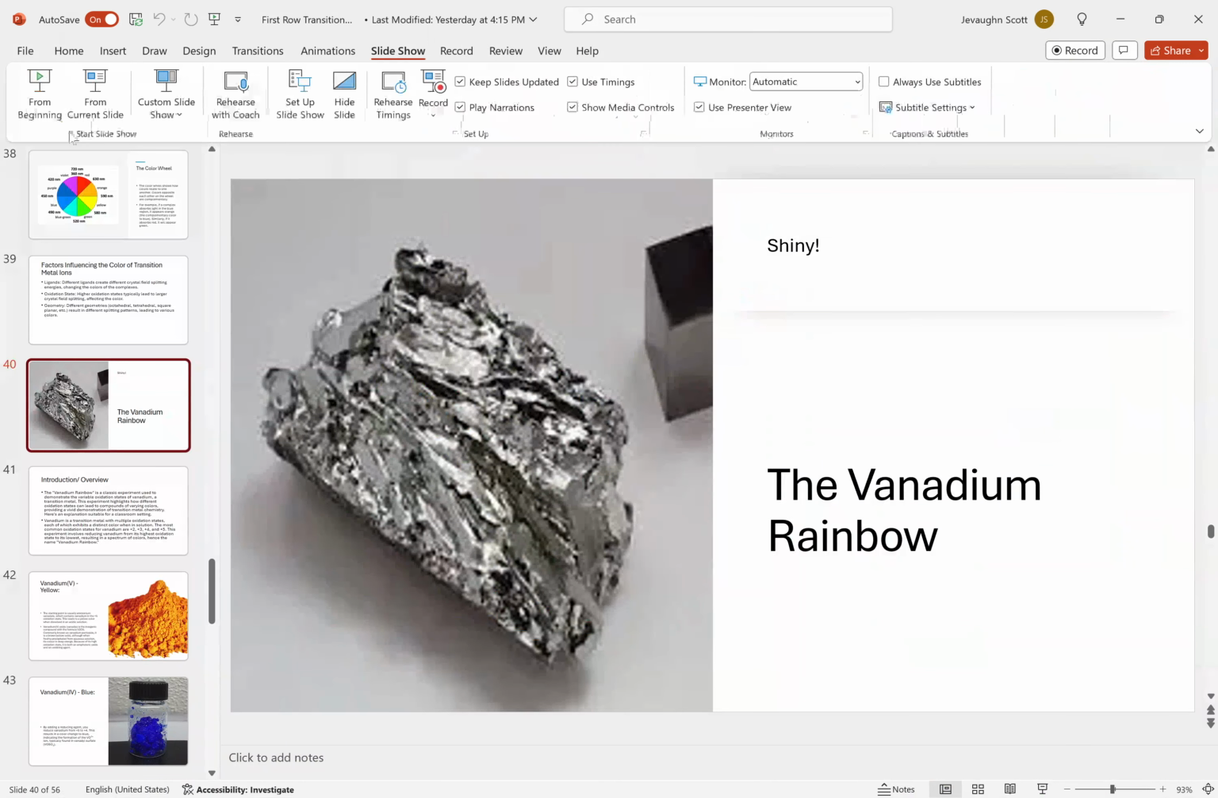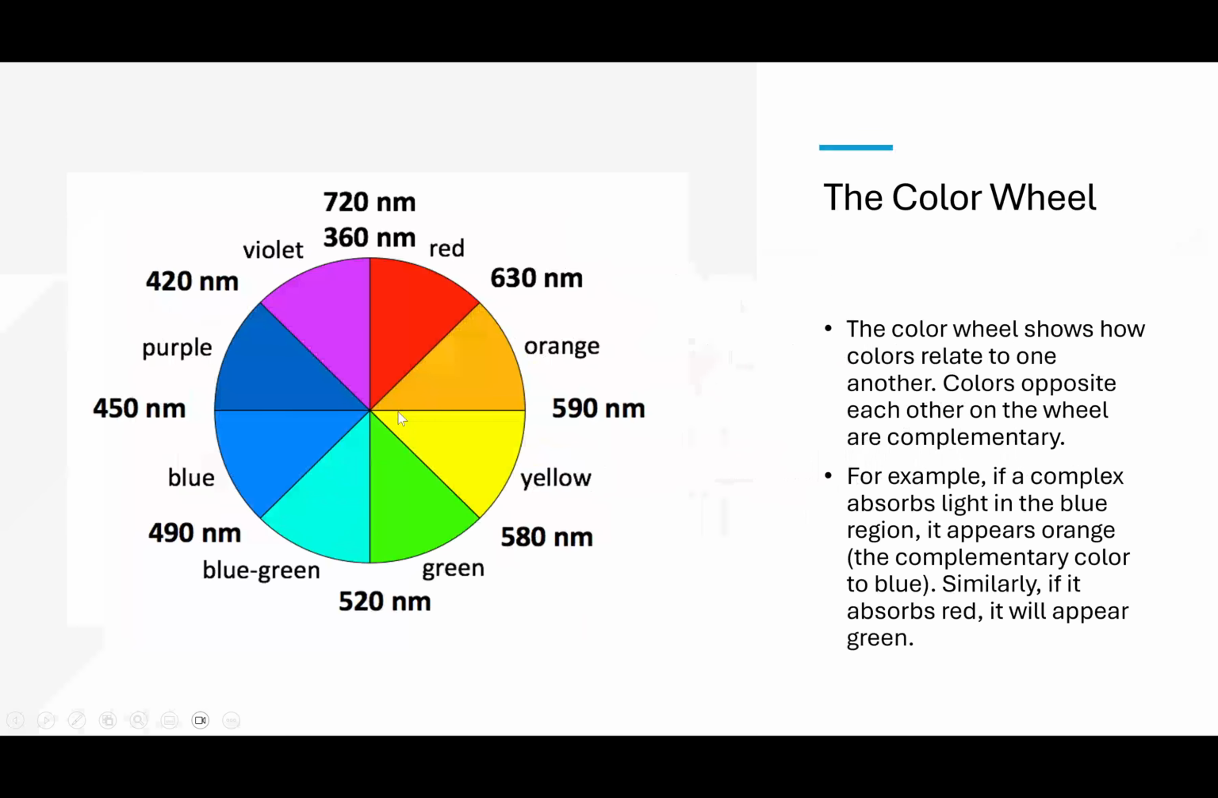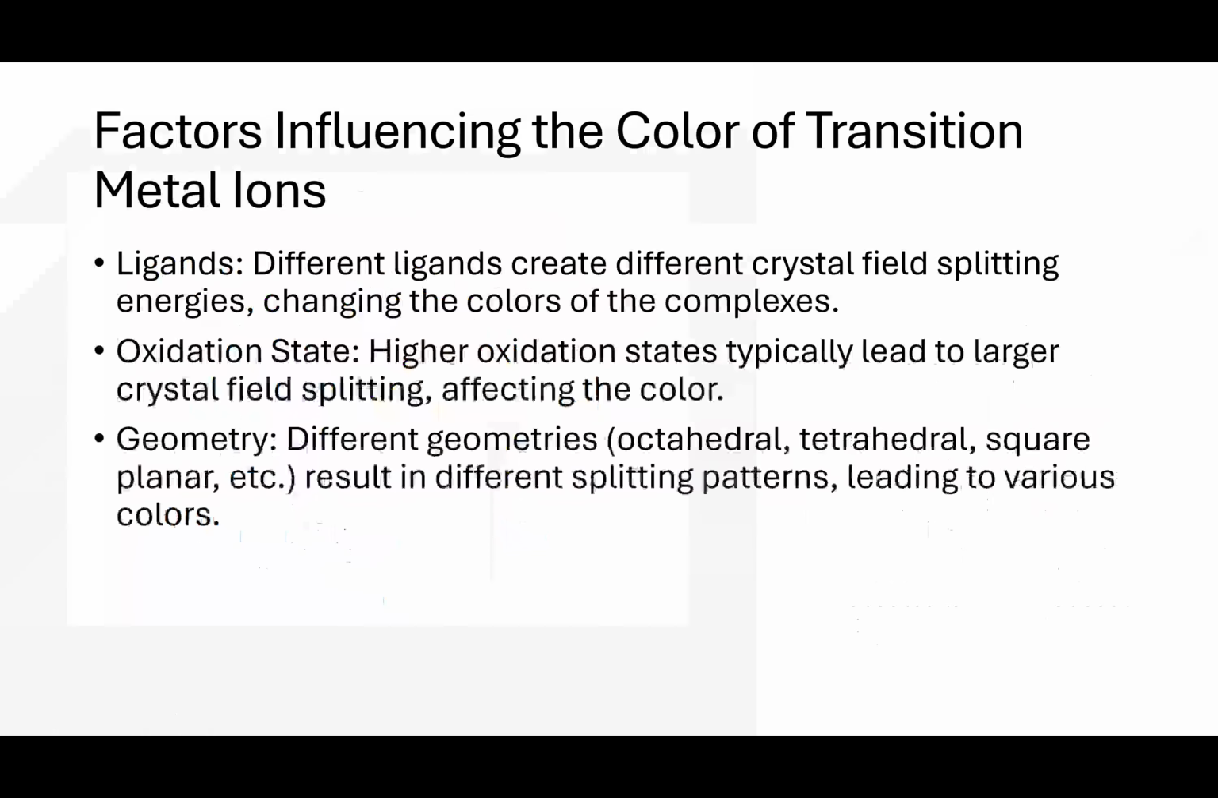So starting off here where we left off with the vanadium rainbow. When we ended yesterday, we actually ended the slides here on the color wheel, speaking about the influence, right? The factors that influence the colors of transition metal ions, which were the types of ligands, whether strong field or weak field, the oxidation state of said metal ion, and the geometry that it possesses. So that affects the color, right?